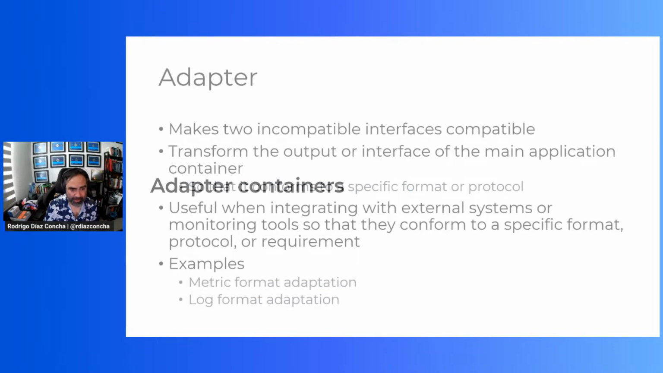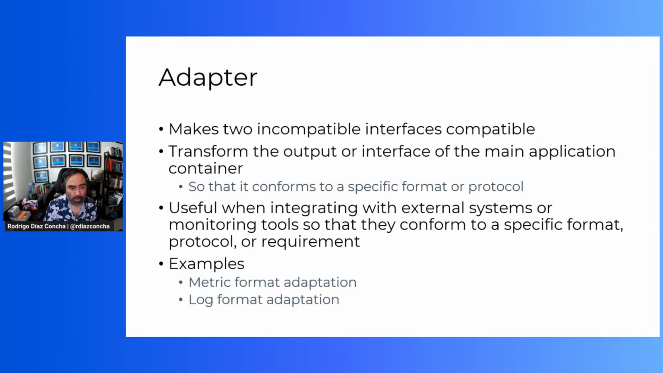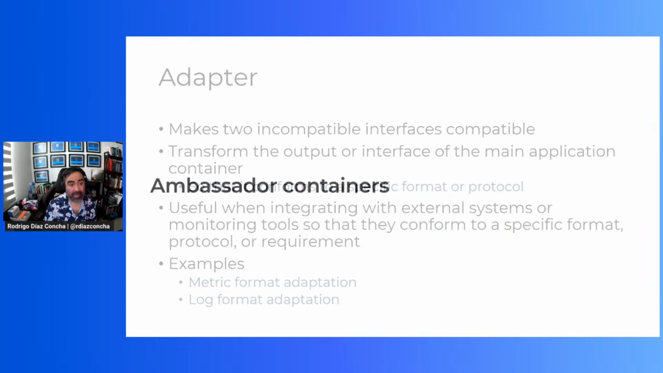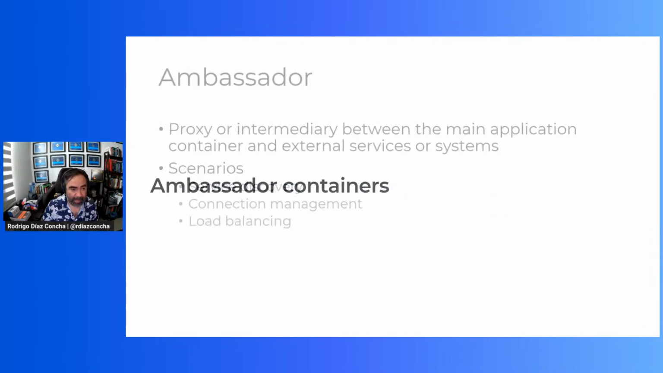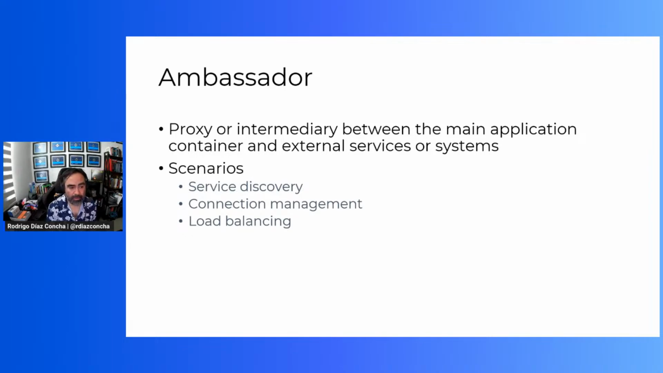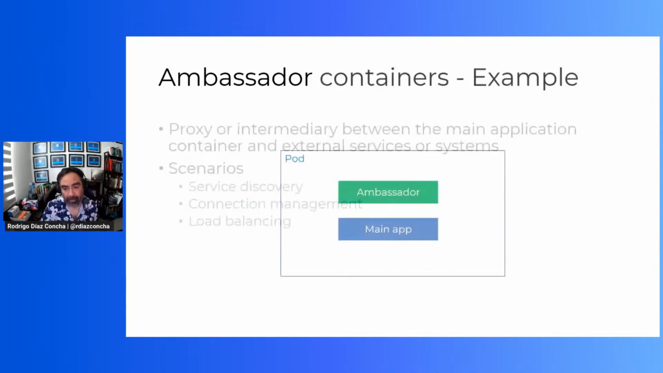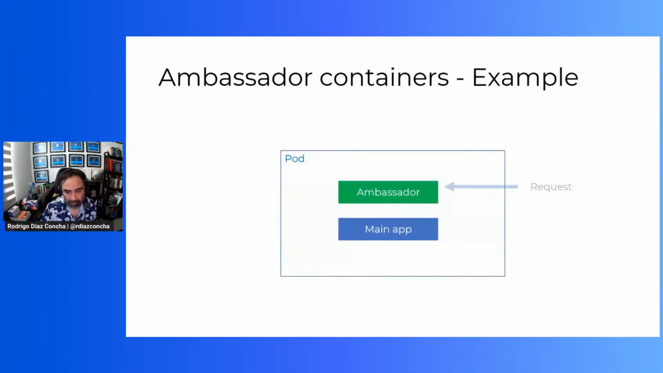And adapter containers. So adapter is when you want to make two incompatible interfaces compatible. So this is for integration purposes. You can use the adapter design pattern. This is, again, another container running at the same time as your main application. An ambassador is when you want to implement a proxy or intermediary between the main application container and external services or systems. This is a very similar design pattern as the sidecar design pattern, right?